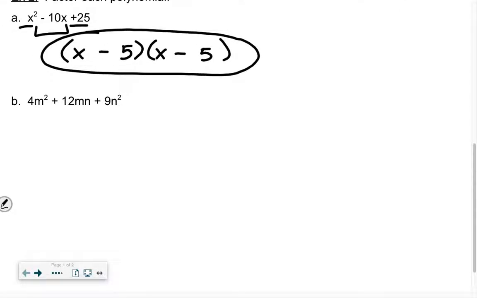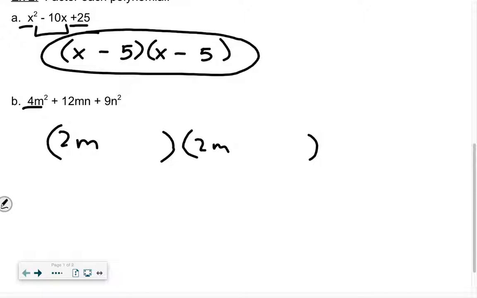Let's take a look at B. Something a little bit more difficult. 4m squared plus 12mn plus 9n squared. Reverse FOIL. Factors of m squared that you think we should use first. Typically you'll try to pick the middle 2 factors first. It's not always the ones that'll work. Sometimes it'll be 4 and 1, but these are the 2 that we'll typically try first.